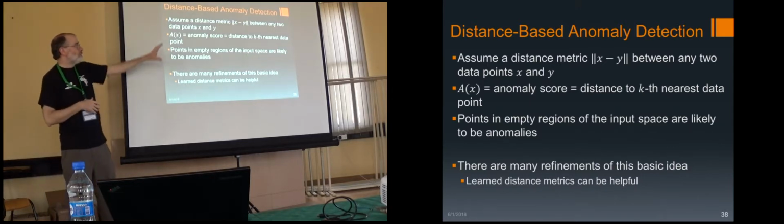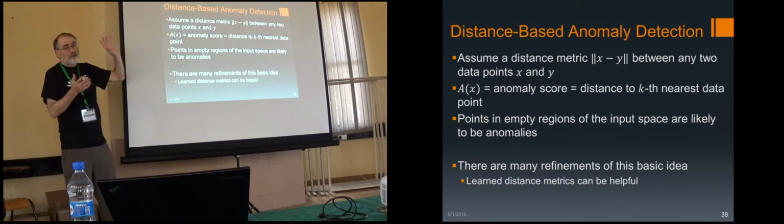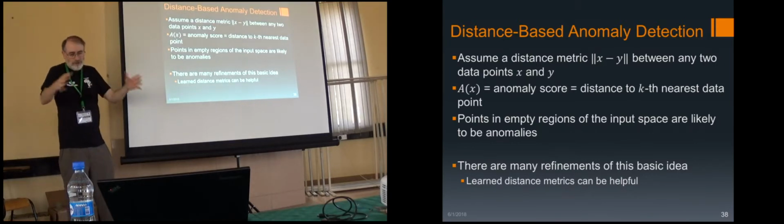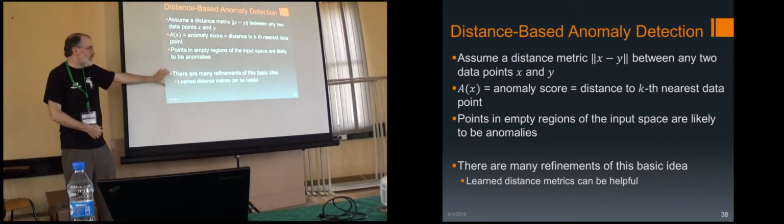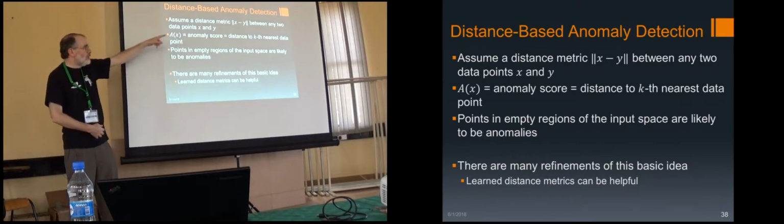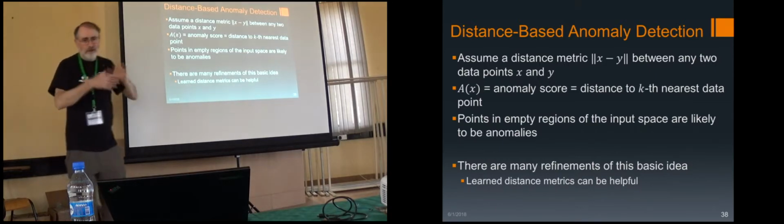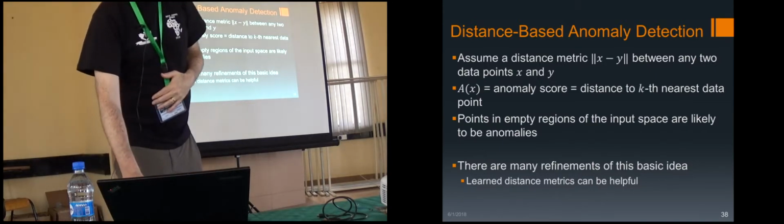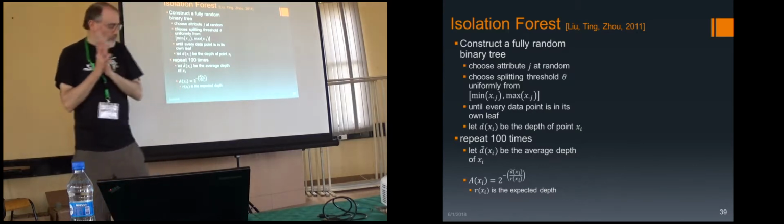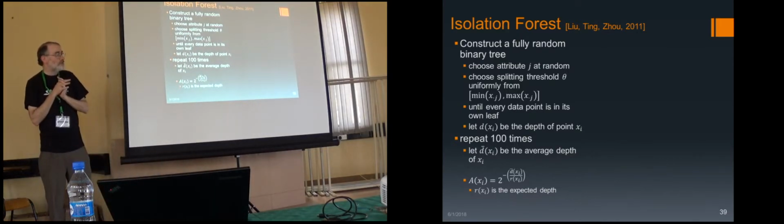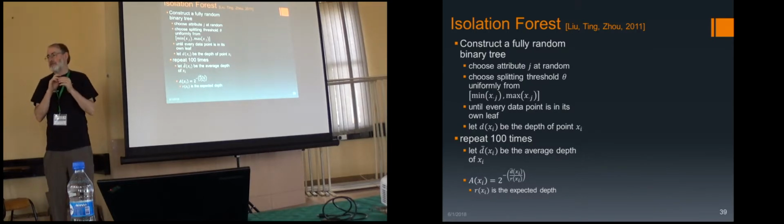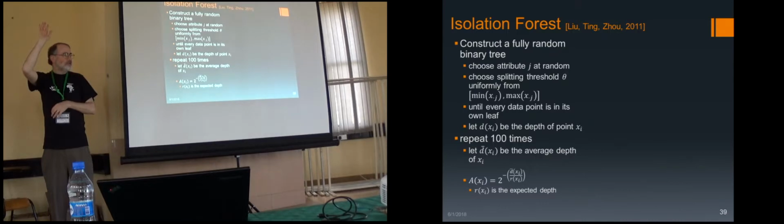So this works pretty well. In fact, even in high dimensions, it works pretty well. Because basically, if you're a point alone in some empty region, then you're far away from your neighbors. And there are tons of refinements of this where we learn the distance metric and various other things. Another algorithm that we find is extremely cool and really is our winner in our benchmarking exercise is something called the isolation forest. So how many of you are familiar with decision tree classifiers?